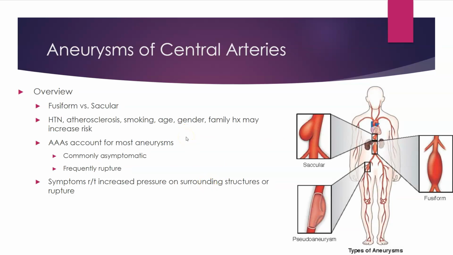Can get aneurysms. Aneurysms can impact the body. We want to know if it is fusiform or saccular. So saccular is an outpouching of a little sac. Fusiform is kind of around the whole vasculature. This is often related to hypertension, atherosclerosis, smoking, age, gender, family history. You have your AAAs that can account for most aneurysms.